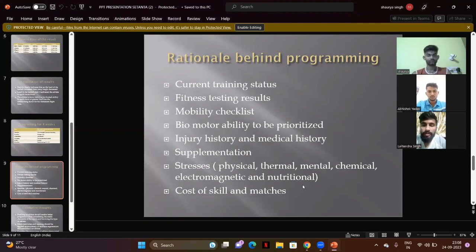The last thing which is very important again is the cost of skill and matches. The training program should complement the skill, not the other way around, because skill is going to be the most prioritized thing as a cricketer. So I'll consider skill as the first priority, and the fitness will complement it rather than fitness complementing the skills.